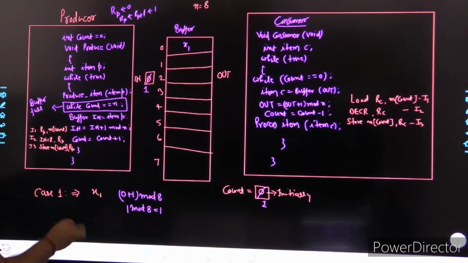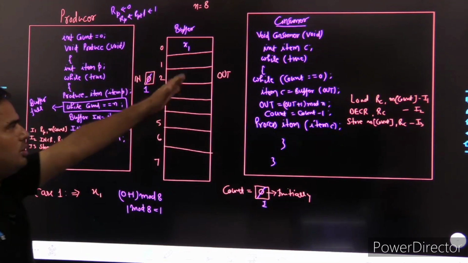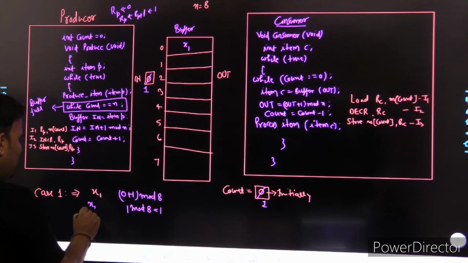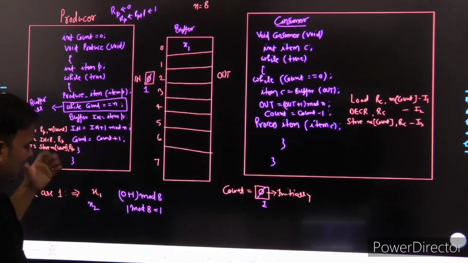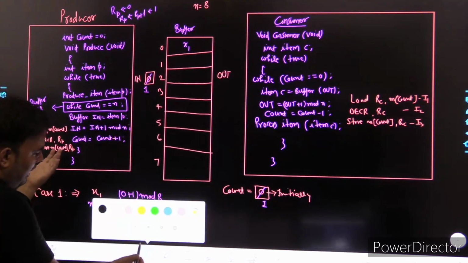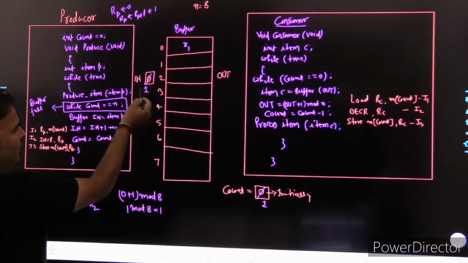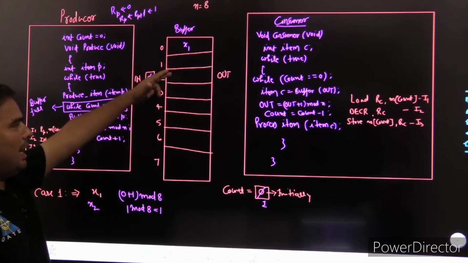So the producer is able to produce the item in slot 0. Now suppose the producer wants to produce another item, X2. Then it can produce. From where will it identify at which slot it can produce the item in the buffer? From the in variable. So what is the in variable value? 1. So the producer can place this X2 at slot 1.